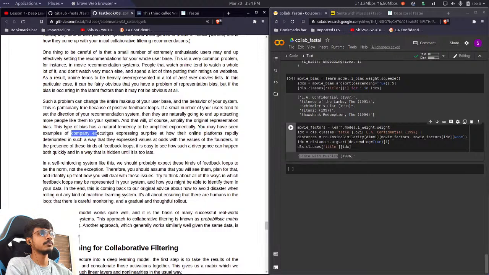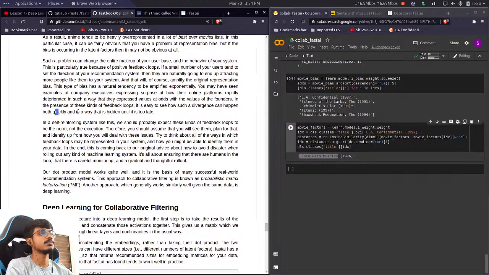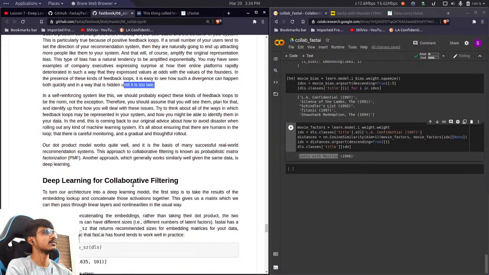You may have seen examples of company executives expressing surprise at how their online platforms rapidly deteriorated in such a way that they expressed values at odds with the values of the founders. In the presence of this kind of positive feedback loops, it is easy to see how such a divergence can happen both quickly and in a way that is hidden until it is too late. In a self-reinforcing system like this, we should probably expect feedback loops to be the norm, not the exception. Therefore, you should assume that you will see them, plan for them, and identify upfront how you will deal with this issue. Try to think about all the ways in which feedback loops may be represented in your system and how you might be able to identify them in your data.